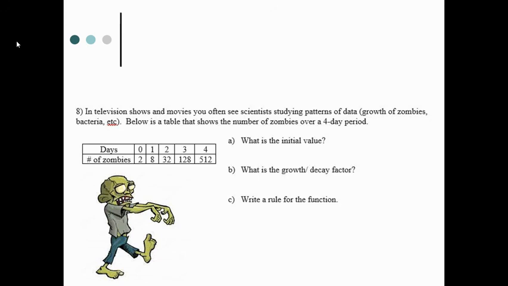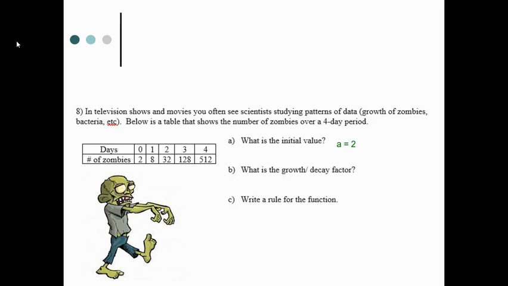Let's take a look at one more example here. In television shows and movies, you often see scientists studying patterns of data, growth of zombies, bacteria, etc. Below is a table that shows the number of zombies over a 4-day period. Okay, so we have days 0, 1, 2, 3, 4, and then we have the number of zombies. They go from 2 to 8, 32, 128, and 512. What is the initial value? That's right, A is equal to 2.